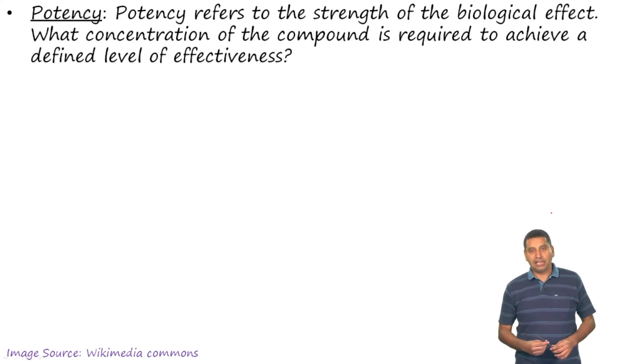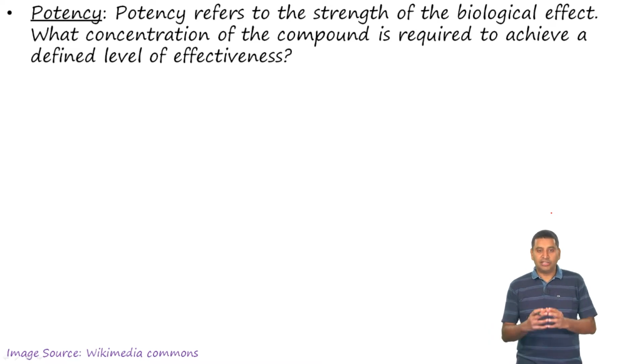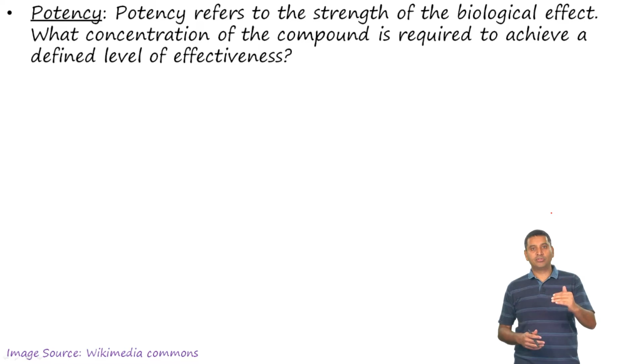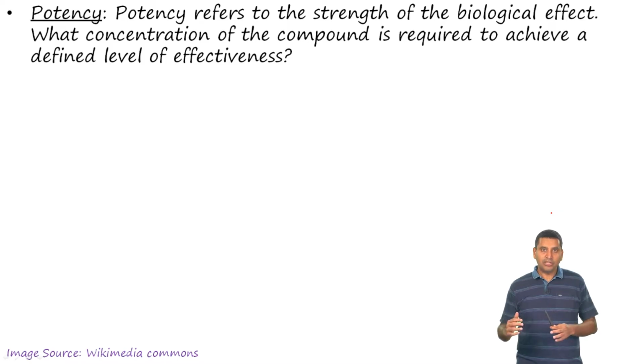The next aspect of optimizing a lead is potency. Potency is nothing but the strength of the biological effect. Let us say you are looking at the inhibition of an enzyme: what is the concentration at which the enzyme is effectively inhibited? If you are looking at a receptor, what is the concentration at which the desired signal is transmitted by the compound? If you are looking at inhibition of the signal, what is the lowest concentration at which you would inhibit the signal, and so on. Potency is a measure of how strong the biological effect is.